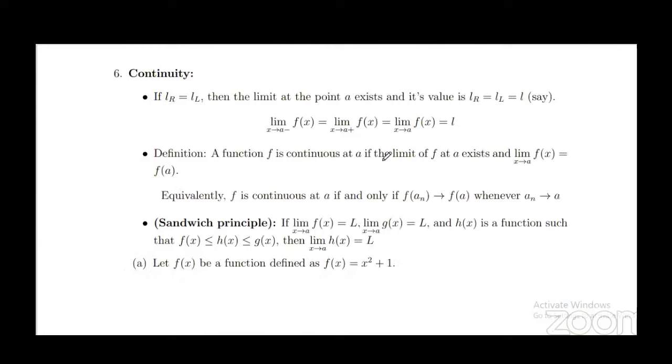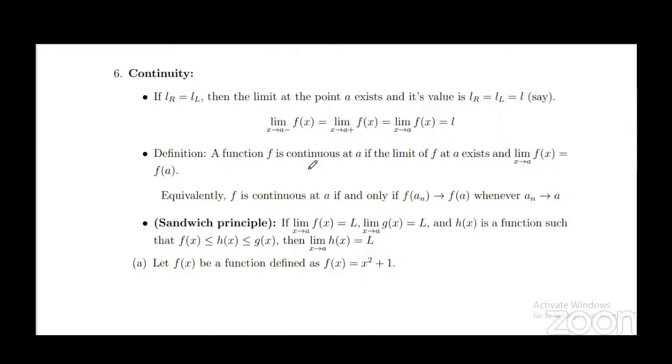For continuity, again, the left hand and right hand limits should be equal. The limit will exist if the left hand limit and the right hand limit are equal, and the number that you get should be equal for both. The function is continuous if it is equal to f of a, the value of the function at that point.